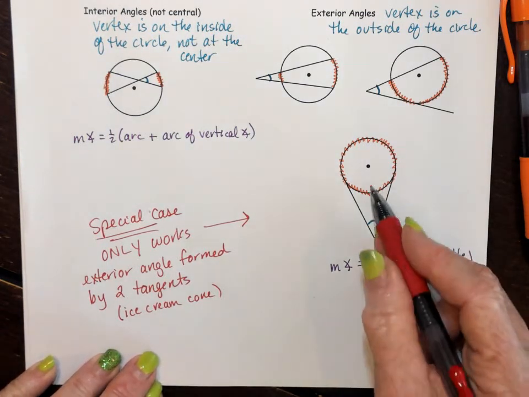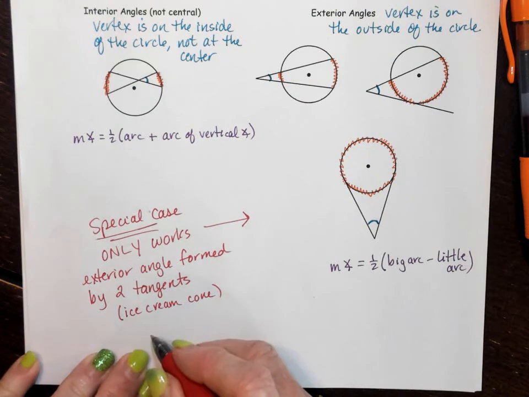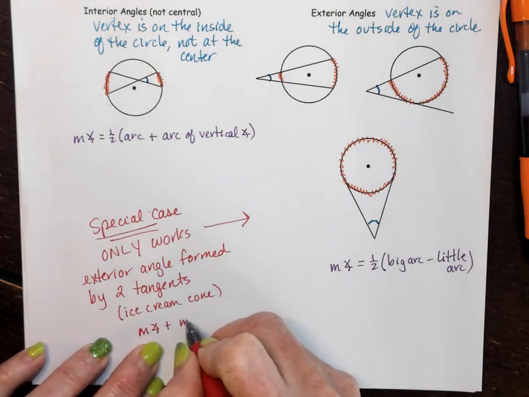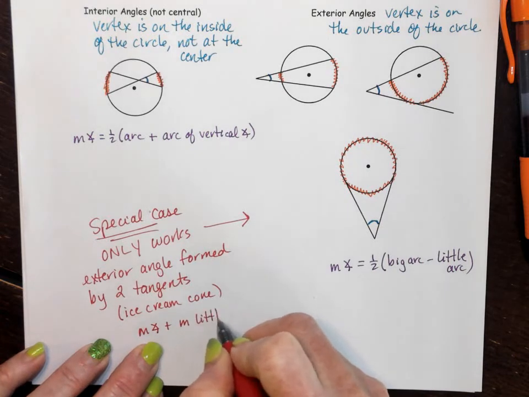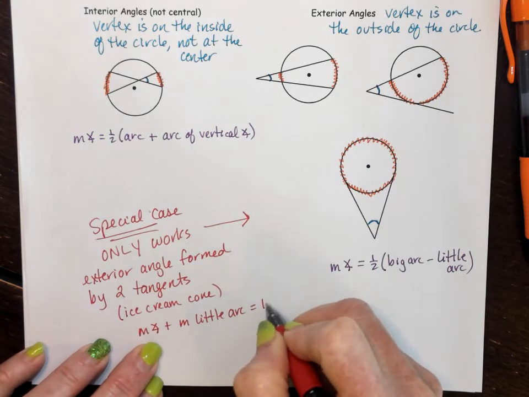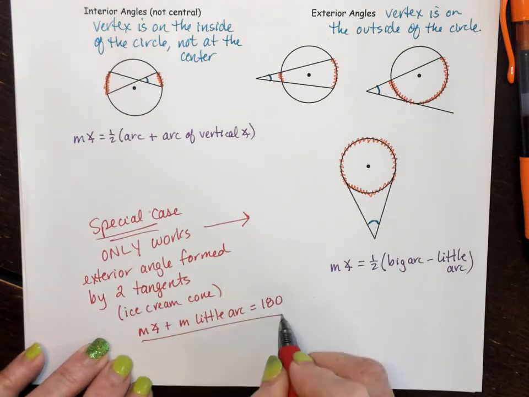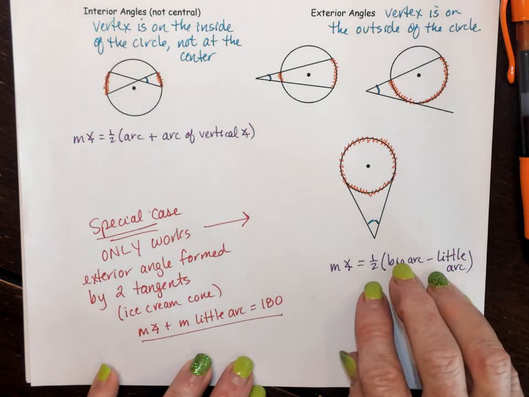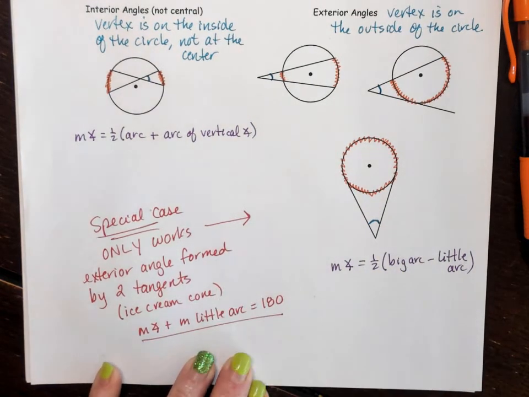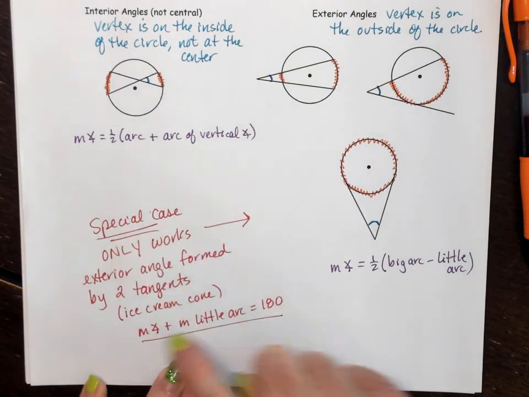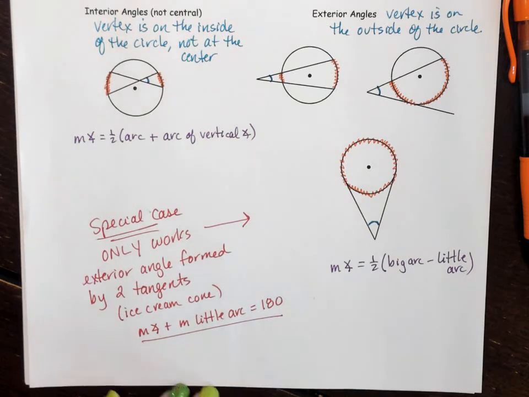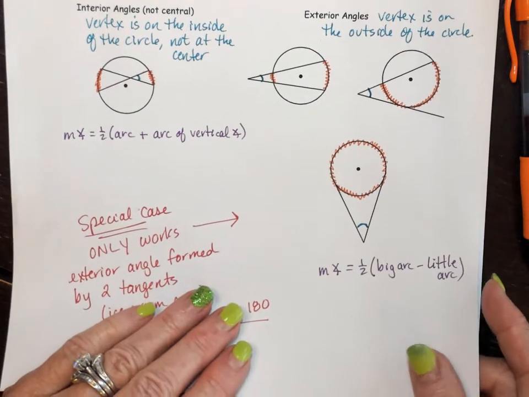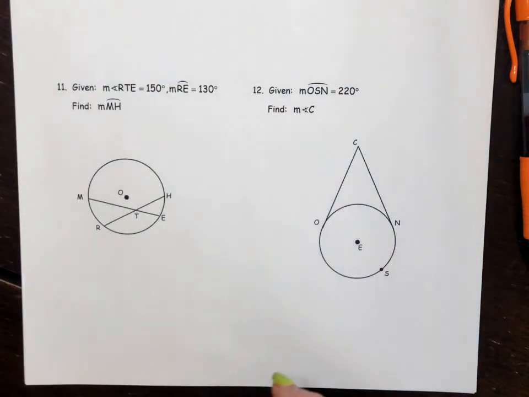So for the ice cream cone situation only, the measure of the angle plus the measure of the little arc equals 180. That's nice to know. This formula will work for that ice cream cone situation, but this one's faster. Again, it only works for the last one. Okay? All right, there's the formulas. Let's go do some problems.